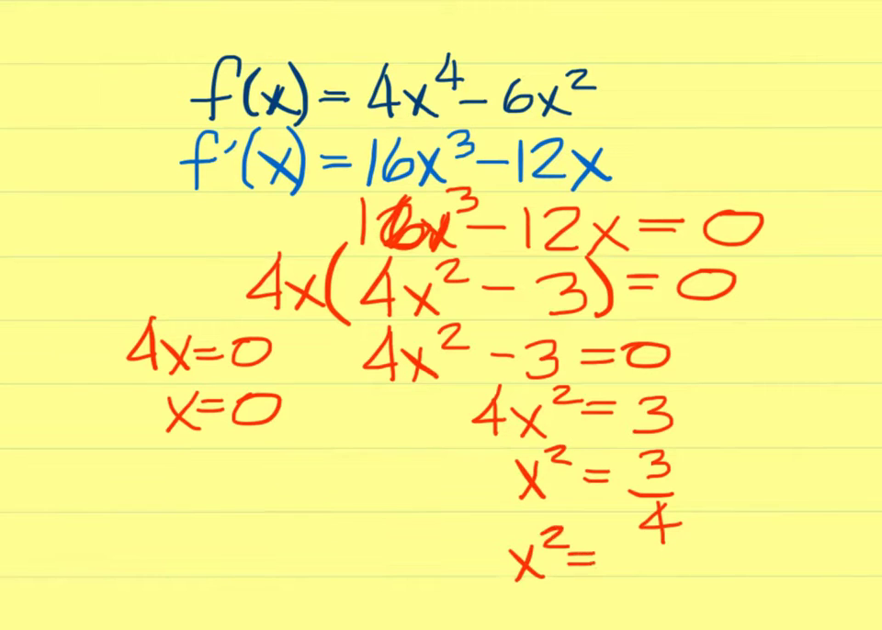x would have to equal the square root of 3 over 4, and that's going to be plus or minus. I put a square symbol in here when I didn't need to. I can't erase that other than just marking over it. It's x equals plus or minus the square root of 3/4. This will equal plus or minus 0.866.